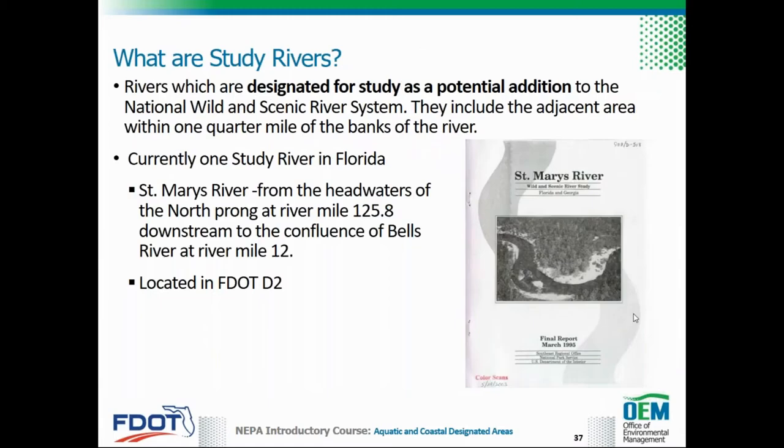Study rivers are rivers which are designated for study as a potential addition to the National Wild and Scenic River system. They include the adjacent area within 1/4 mile of the banks of the river. There is one study river in Florida, the St. Mary's River, which is located in FDOT's District 2. The study area includes the river from the headwaters of the North Prong at River Mile 125.8 downstream to the confluence of Bells River at River Mile 12.